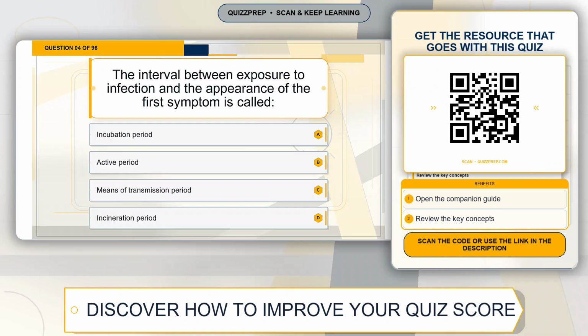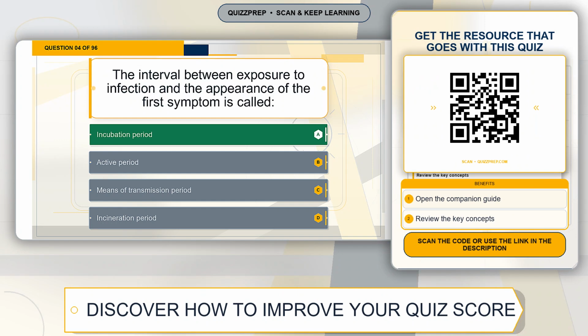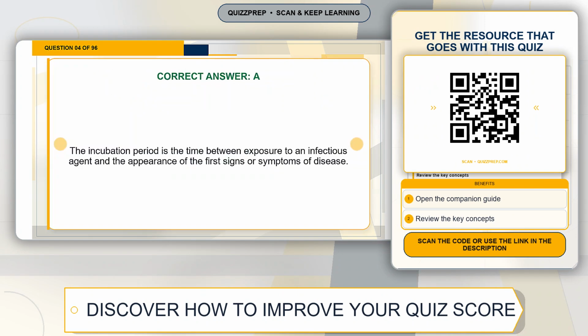Question 4. The interval between exposure to infection and the appearance of the first symptom is called: Option A. Incubation period. Option B. Active period. Option C. Means of transmission period. Option D. Incineration period. The correct answer is option A. Incubation period. Explanation. The incubation period is the time between exposure to an infectious agent and the appearance of the first signs or symptoms of disease.